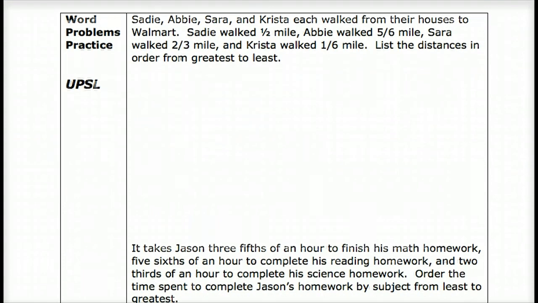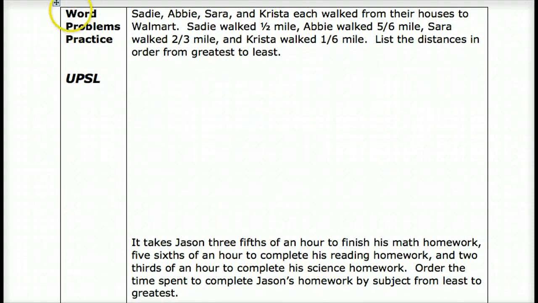So for the first word problem we see, it says that Sadie, Abby, Sarah, and Krista each walked from their houses to Walmart. Sadie walked 1/2 mile, Abby walked 5/6 of a mile, Sarah walked 2/3 of a mile, and Krista walked 1/6 of a mile. List the distances in order from greatest to least.